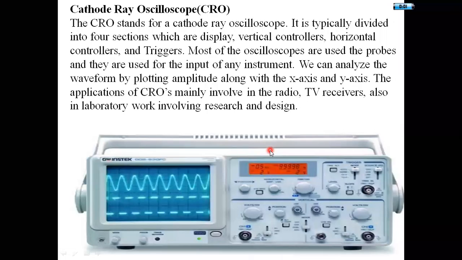Next one is the CRO, cathode ray oscilloscope. It consists of four sections: display, vertical controller, horizontal controller, and triggers. The vertical controller will move the pointer in the vertical direction, whereas the horizontal controller will move the pointer in the horizontal direction. Fast movement of the waveform can be triggered by using the trigger signal here.